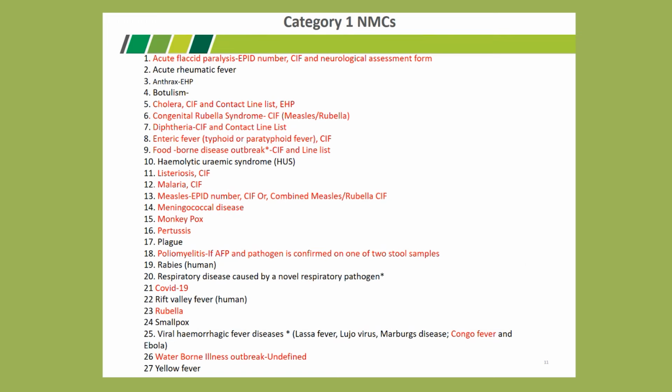Category 1, this is the list of your Category 1 notifiable medical conditions. We do offer another training where you will be able to know all the case definitions, but for now, I'm just going to go through the ones which require an EPID number. So acute flaccid paralysis, that goes hand in hand with polio. We are trying to keep South Africa a polio-free country.